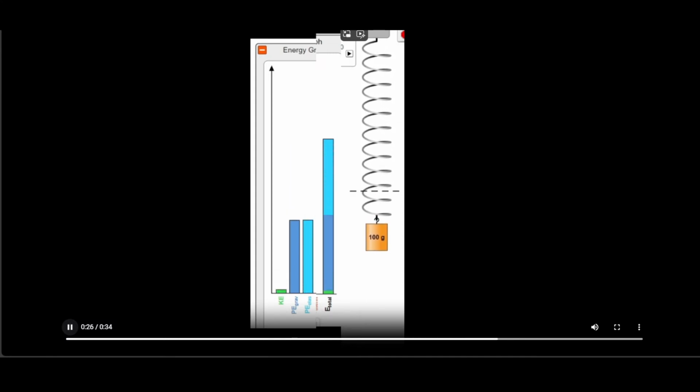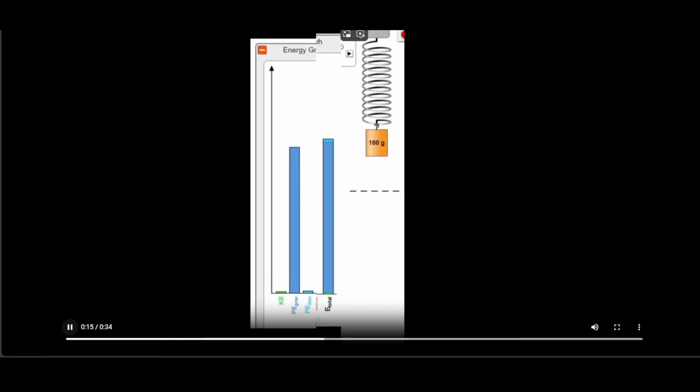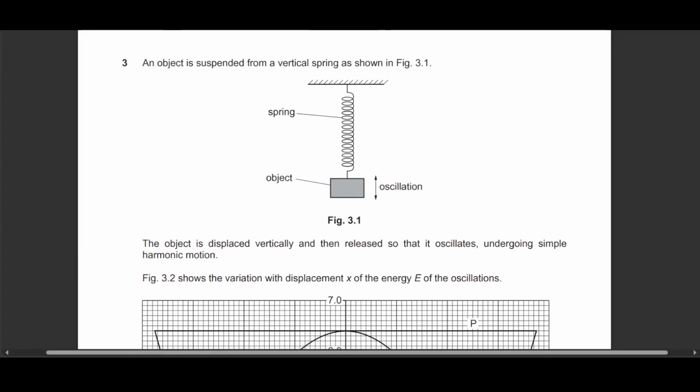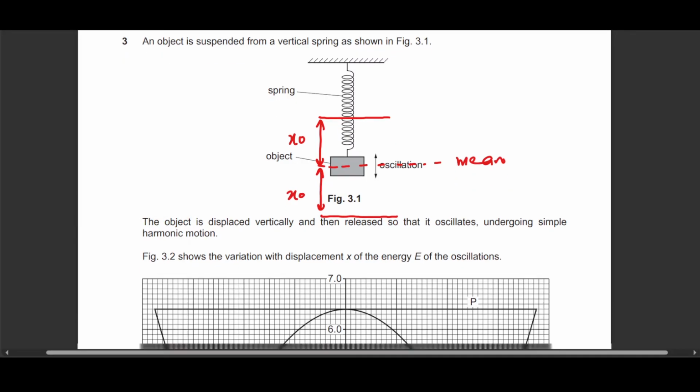So notice that the 100 gram mass is oscillating up and down. Okay, it has been slowed down for your convenience. All right, so this is how this object is going to move. There is going to be a maximum top point, and a maximum low point. And the central line is actually your mean position. And the amplitude is going to be referred to as x naught, the maximum amplitude, how high and how low it can go.